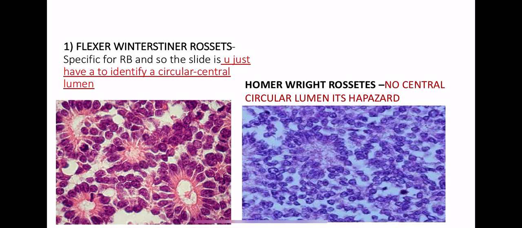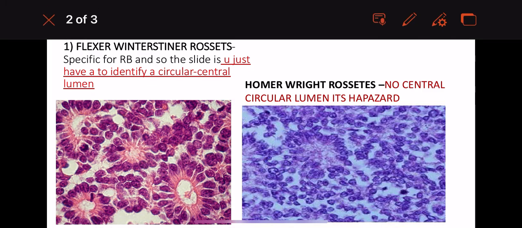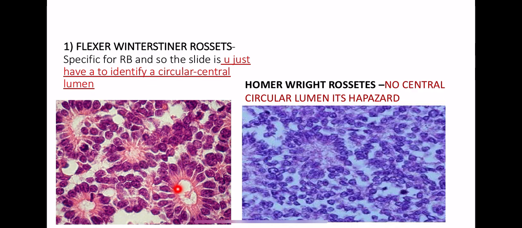It's very easy to understand the histopathological feature because you just have to see the picture. You just have to see the slide. If they give you the slide or the image, you have to look for the circular central lumen. It's very easy to identify that circular central lumen. Whereas in the Homer-Wright rosette, you can't see the circular central lumen. It is haphazardly arranged, and it's very easy to differentiate both these rosettes.